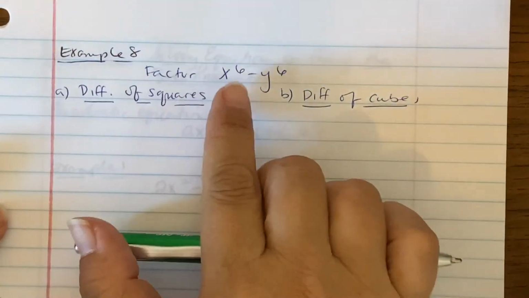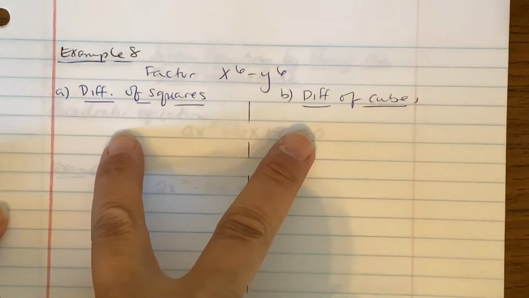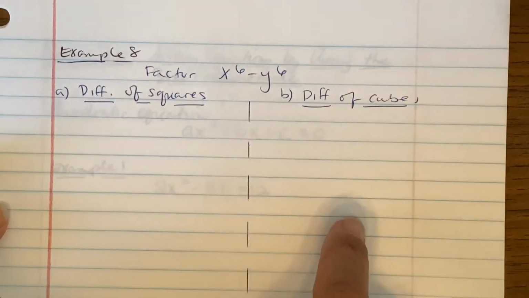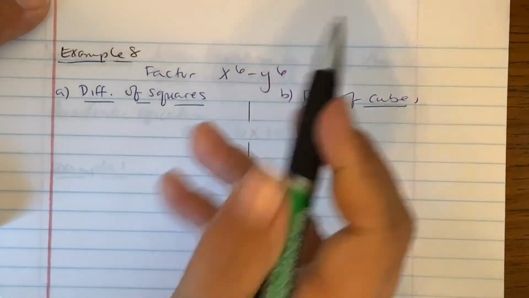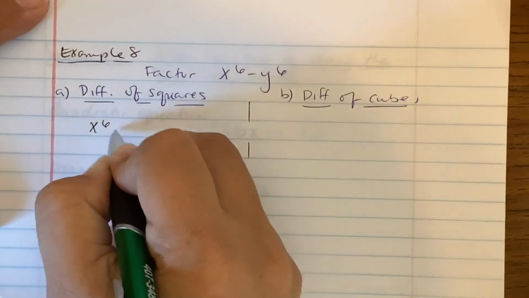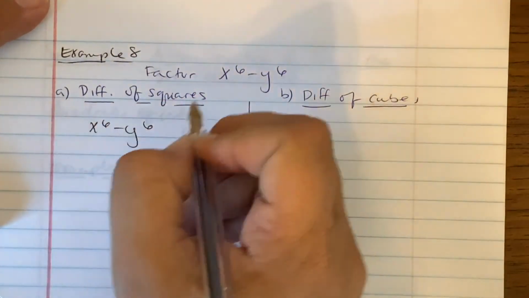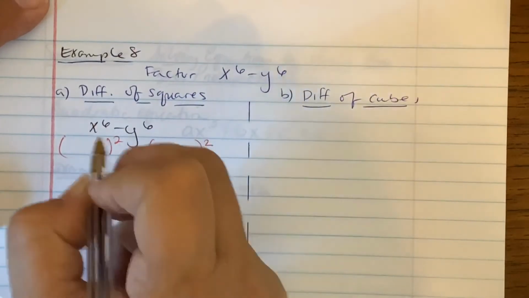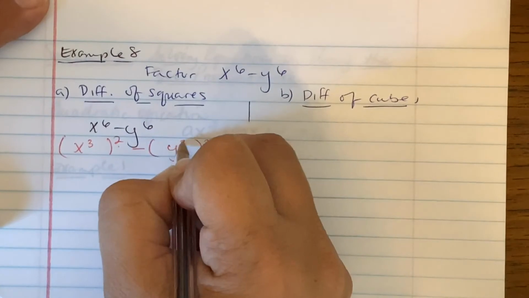Example 8, factor x to the 6 minus y to the 6. So they want us to factor this 2 ways. The first way is difference of squares, and the second way is difference of cubes. You result in 2 different answers. So they want you to go the route of difference of squares. You start by writing your problem, which is x to the 6 minus y to the 6. And we're going to raise it to a power of 2 because that's what difference of squares means. So it's a bubble raised to a power of 2 for both of them. In order for me to raise a power of 2 on the outside, I need to be an x cubed on the inside and then a y cubed on the inside.